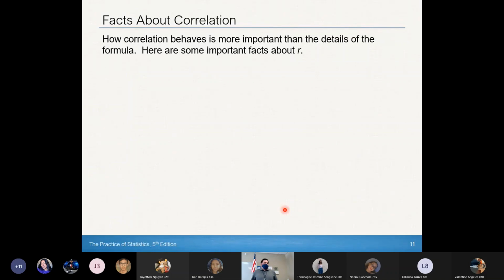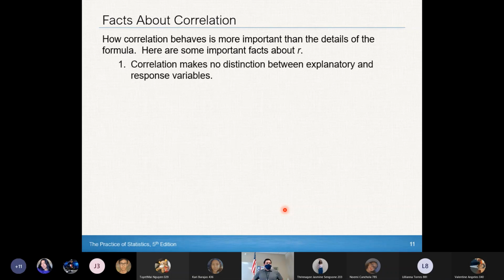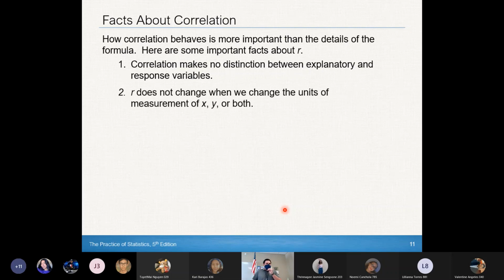So, facts about correlation. How correlation behaves is more important than the details of the formula. Here are some important facts about R. Correlation makes no distinction between explanatory and response variables, meaning you need to know which one is which. R does not change when we change the units of measurement for X, Y, or both, meaning if we transform X and Y in some way, R should not change. The associations should be the same. The correlation R itself has no unit of measurement. It's just a number.